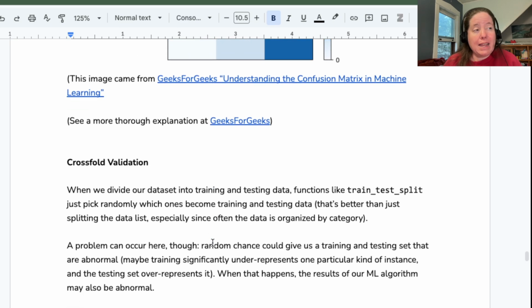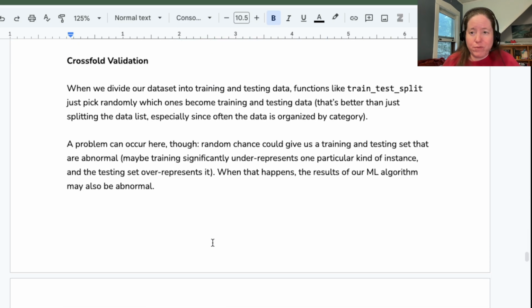All right, the last topic I want to talk about is crossfold validation. This has been quite a tour of things. Crossfold validation is a common technique with standard machine learning. It is much less common for deep learning, and I'll talk a little bit about why later on once I finish explaining what it is.